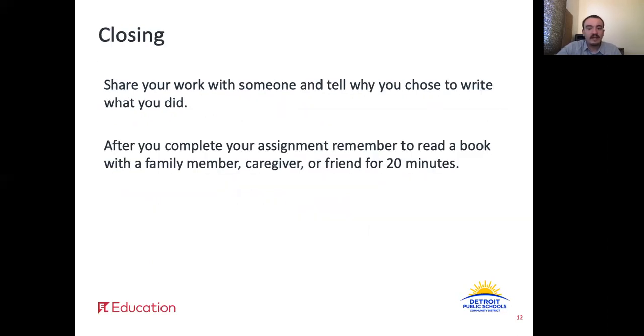All right, great job today. Think about how you did with our learning target. I can use prefixes, suffixes, and roots as clues to help me determine the meaning of a word. Share your work with someone and tell why you chose to write what you did.